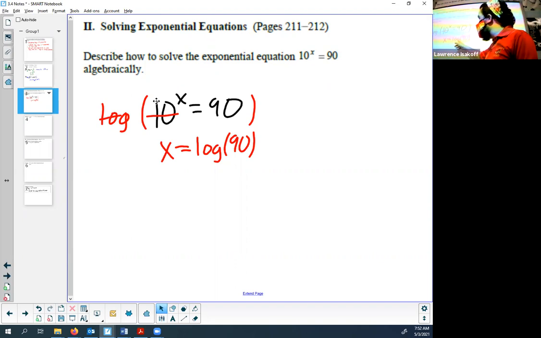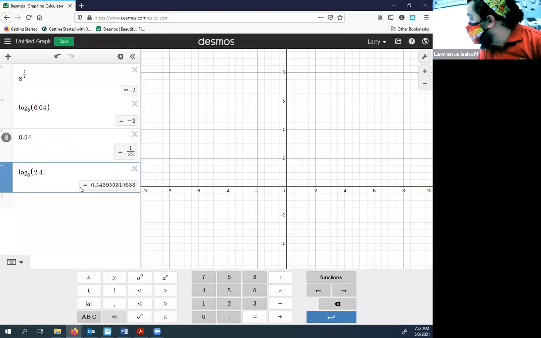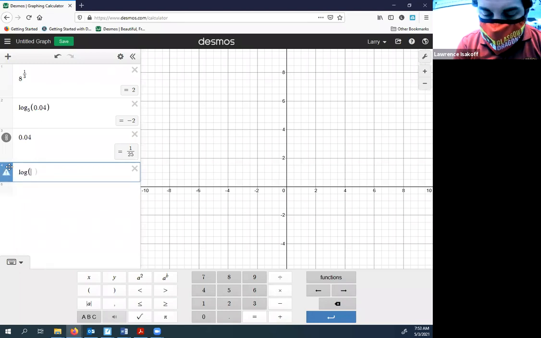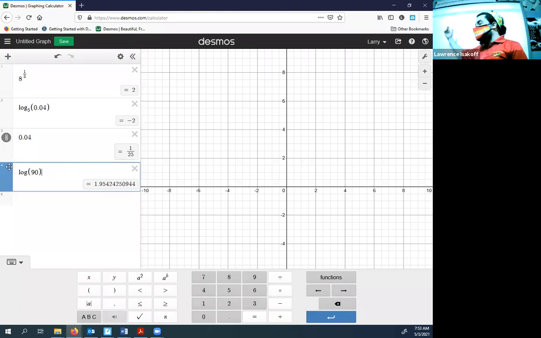Now, I'm going to tell you right now, it's probably going to be in the area of 1.8, maybe 1.9, because I know 10 squared is 100. So I know 10 to something a little smaller than 2 should get me 90. So let's see how good my prediction was by going log of 90. Well, I was a little bit off. I said 1.8 to 1.9. It's 1.9542. So I'd like you to give me 4 decimal places.